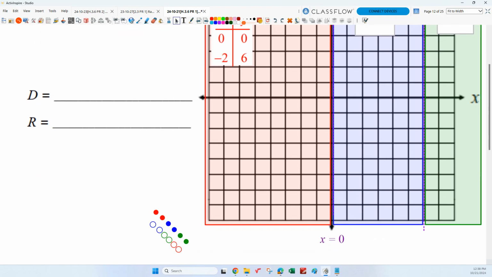So we'd get an open endpoint at 0, 0. Another point on our red piece of the function is at -2, -6. And then what do we do from there? Well, we just connect those. Whoops, that's not red. We just connect those like so. There's our red piece. Good?